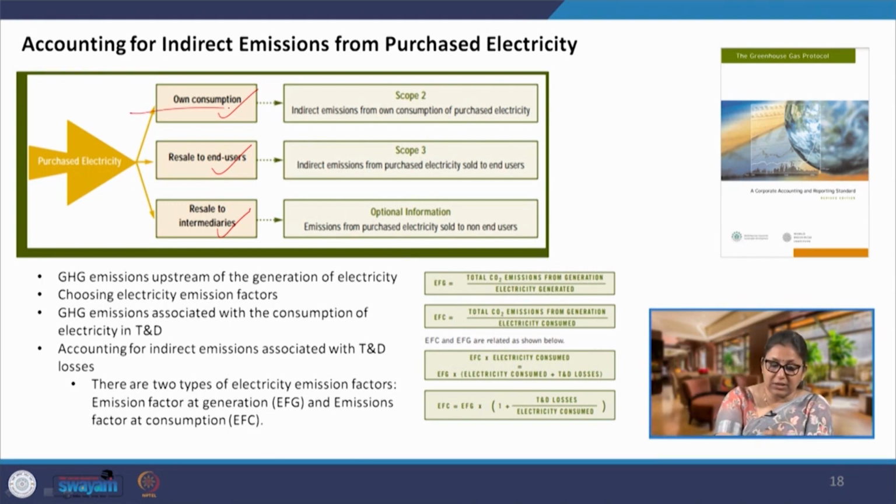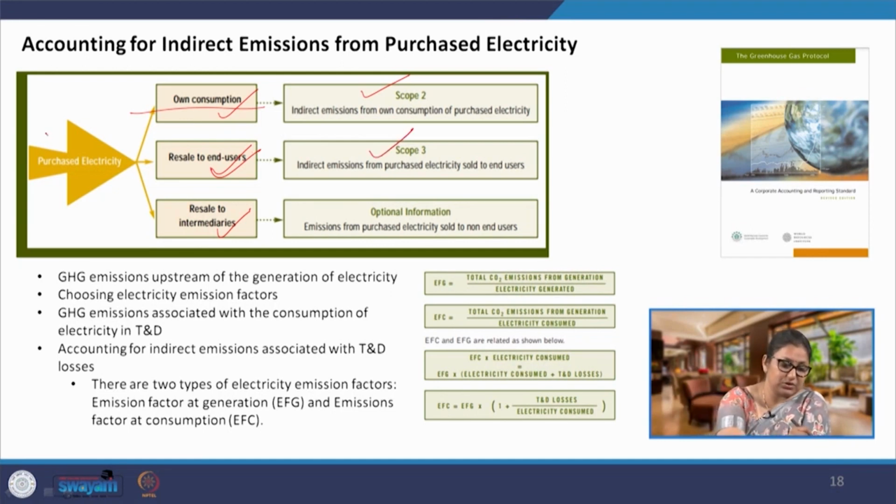So, own consumption, the emissions from that are still going in scope 2, because we are not producing electricity, we are still purchasing electricity. Resale to the end users. Now, this electricity has become a product which is going to the end users, and how they consume, all the emissions that are accruing from their use are actually going in scope 3.